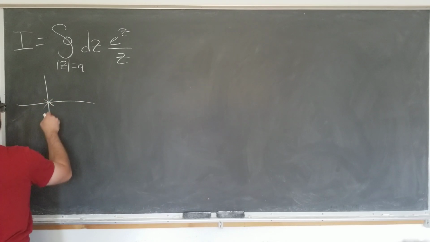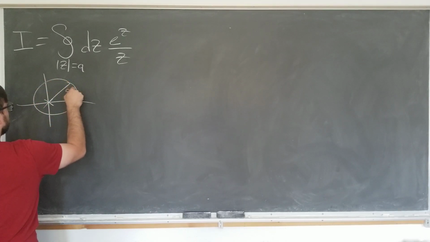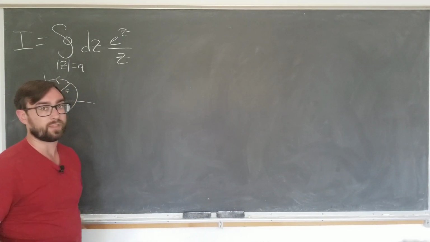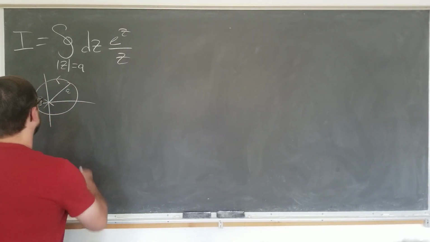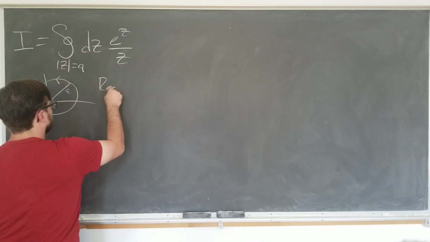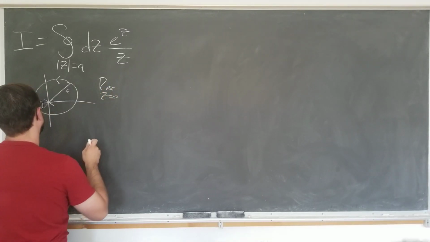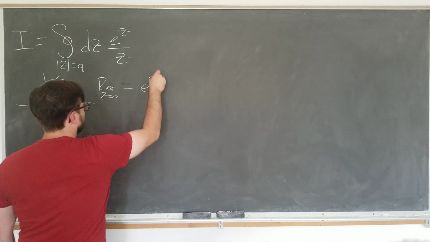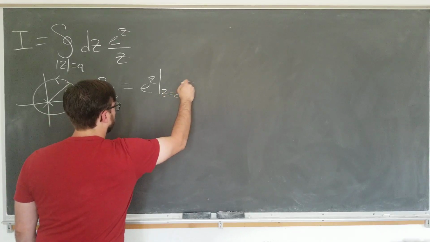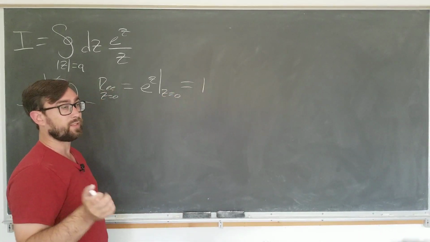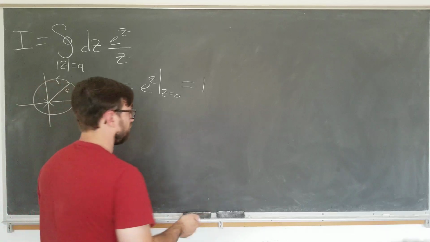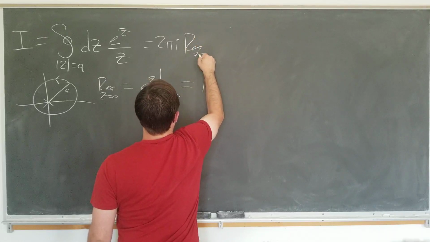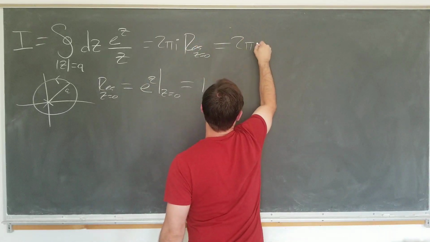We have one pole at the origin, and we're going to go counterclockwise in a circle of radius a. This is pretty easy to evaluate by the residue theorem. There's only one pole, so the residue at z equals 0 of our function is just going to be the function multiplied by z, which is e to the z, evaluated at z equals 0, which is 1. Pretty easy. If we multiply this by 2 pi i, we get our integral: 2 pi i times the residue at z equals 0, which is just 2 pi i.